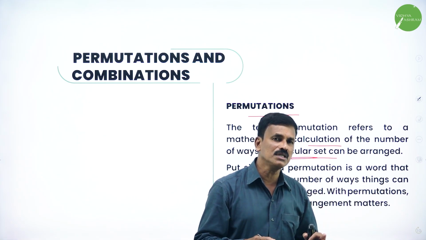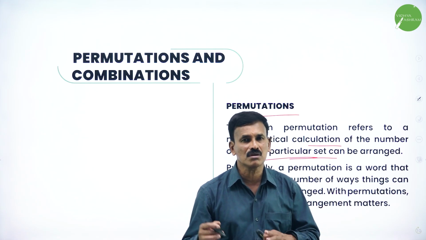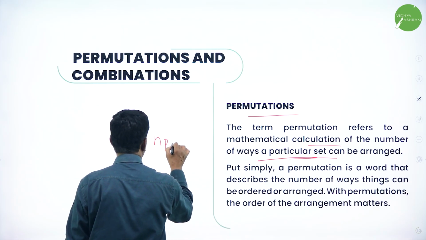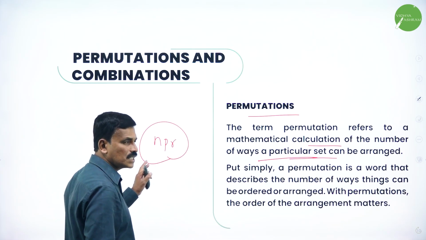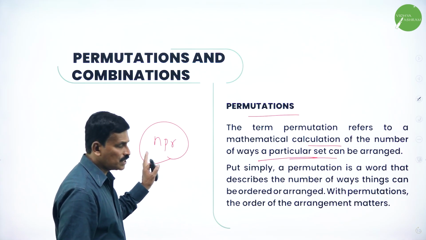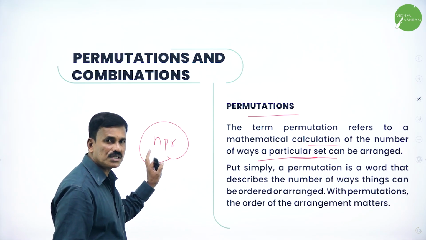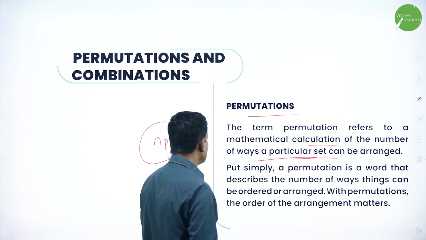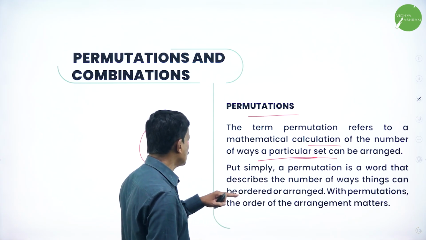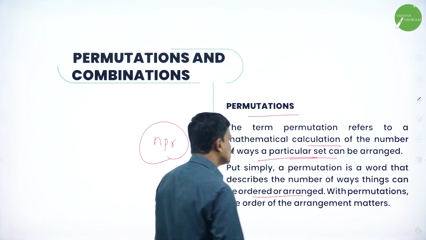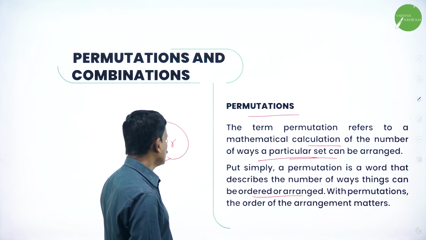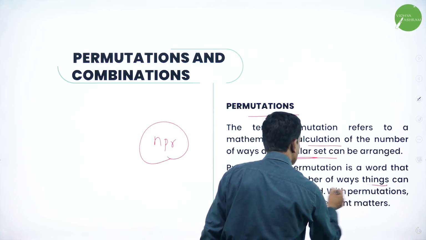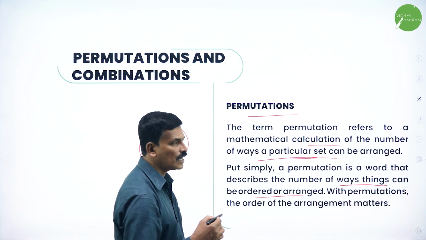The arrangement of n things taken r at a time is called the permutation of n things taken r at a time, and it is denoted as nPr. Simply put, a permutation describes the number of ways things can be ordered or arranged. With permutations, the order of the arrangement matters.